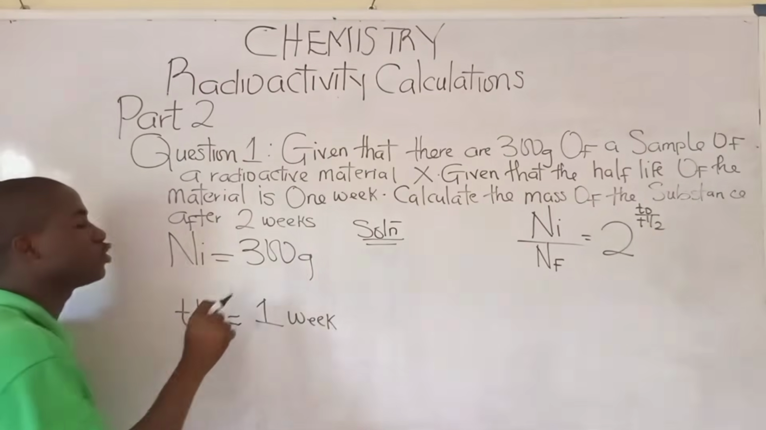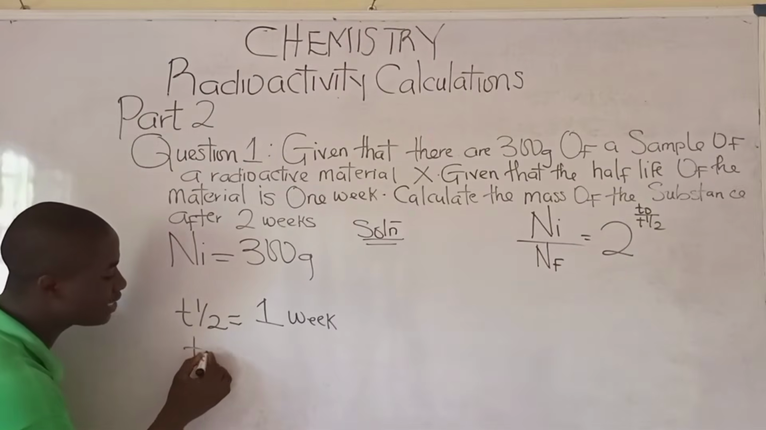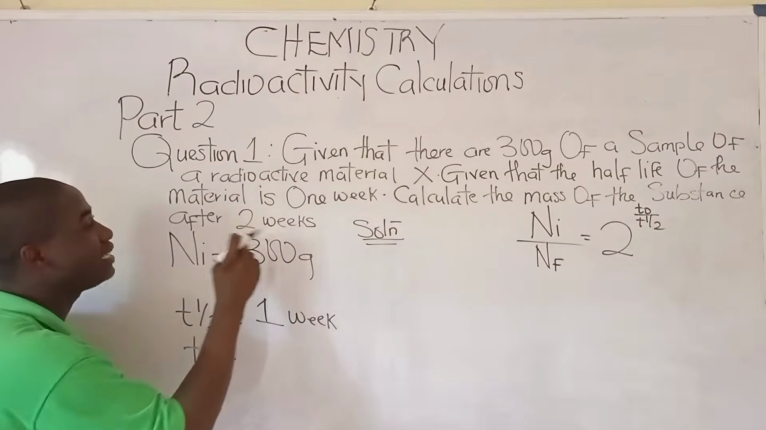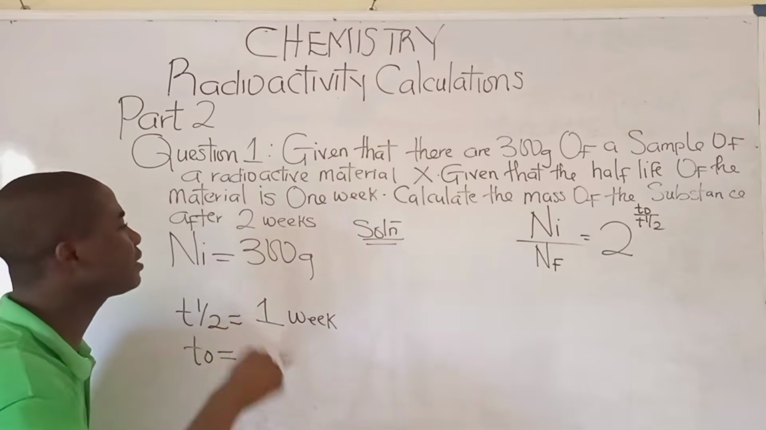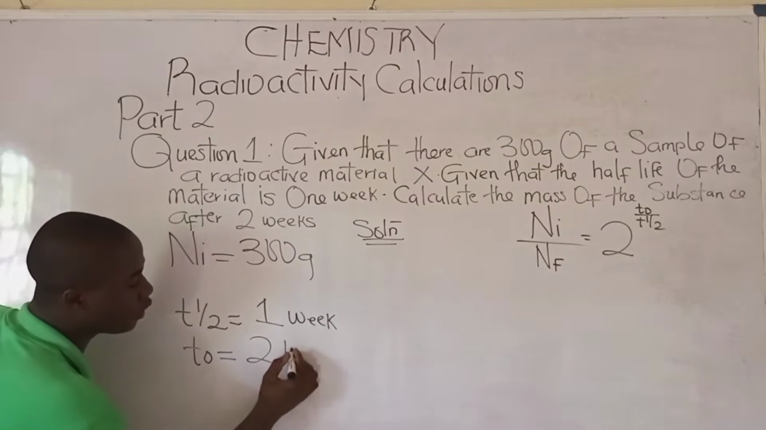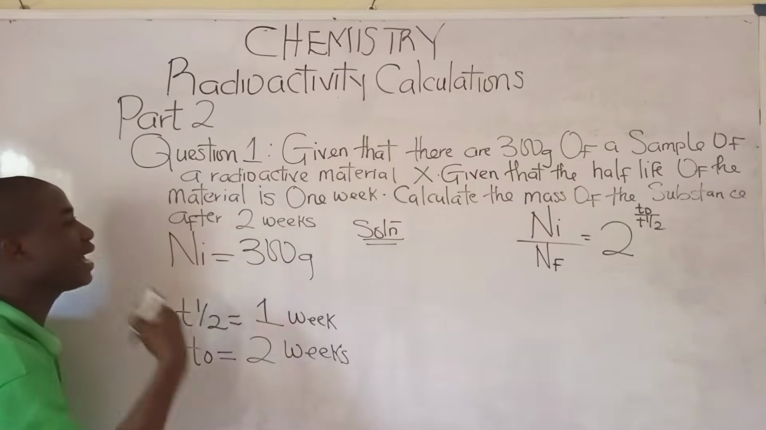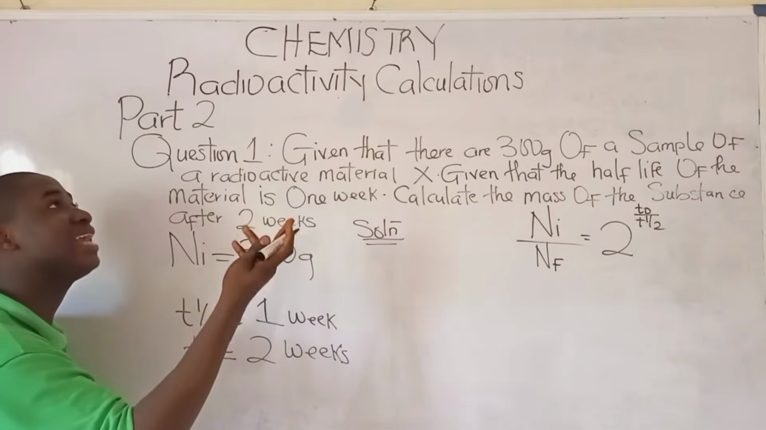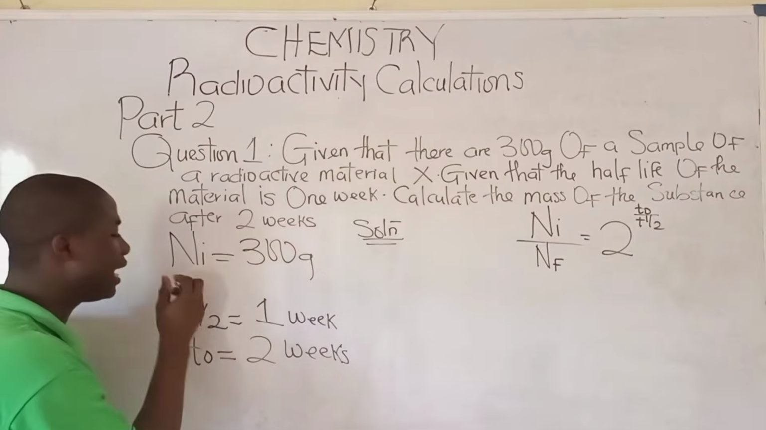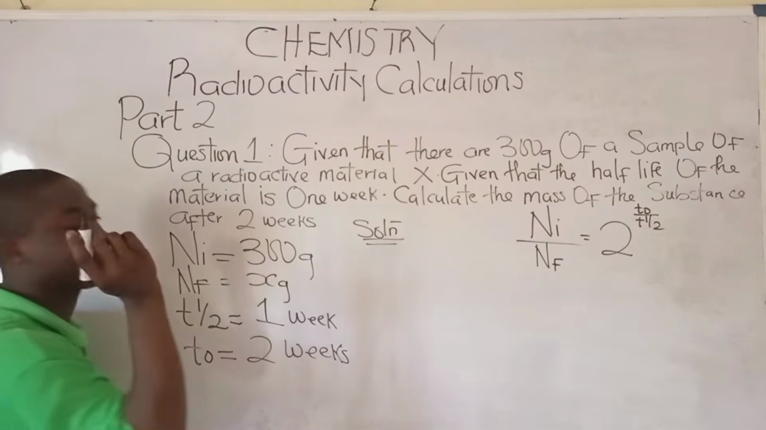Calculate the mass of the substance after 2 weeks. Now, recall I told you guys that T naught is basically the given time. And they said calculate the mass of the substance after 2 weeks. So then this, our T naught, becomes 2 weeks. Okay? Now, what mass are they asking us to get? Is it Ni or Nf? It is Nf because we already determined the Ni. So they are asking us to get Nf, and Nf becomes X grams.